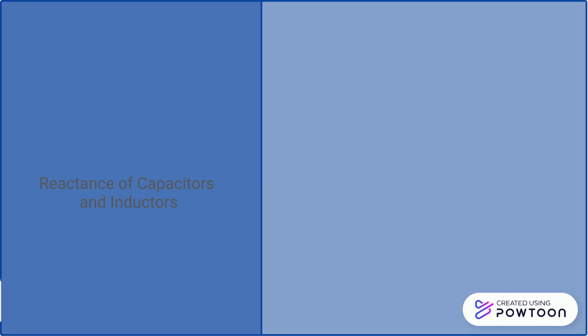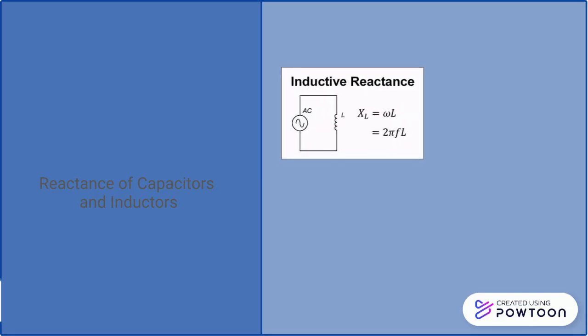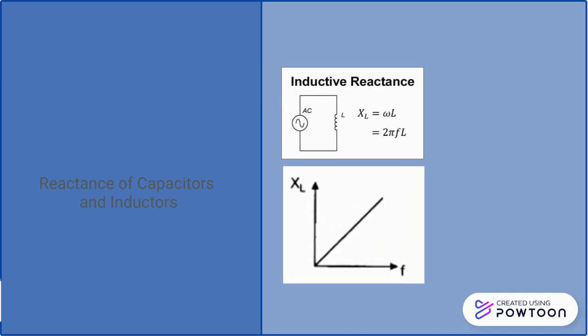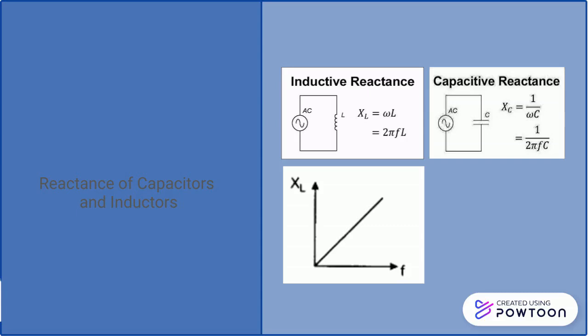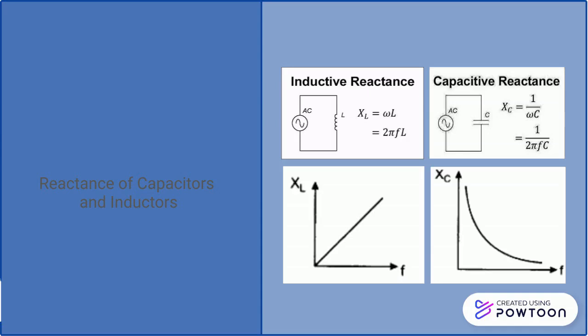Reactance of capacitors and inductors. The reactance in inductors, or the inductive reactance, is given by omega L, or 2 pi f L, with the inductive reactance being proportional to frequency. This means that with an increase in frequency, the inductive reactance increases, and so current will subsequently decrease. Conversely, the capacitive reactance, given by 1 over omega C, or 1 over 2 pi f C, is inversely proportional to frequency, meaning with an increase in frequency, there is a decrease in capacitive reactance and an increase in current.